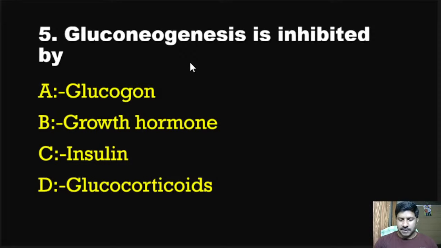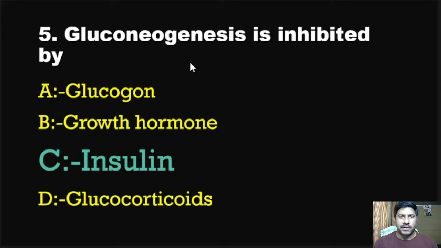Correct answer is insulin. Gluconeogenesis is inhibited by insulin. Gluconeogenesis means production of glucose. So it is inhibited by insulin.